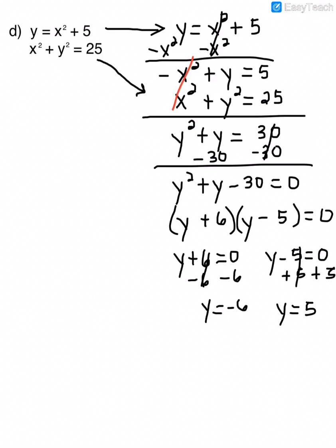I need to have my x's. Doesn't matter which one I plug it into. I'm just going to go with the top equation. Okay, so if I take y is equal to x squared plus 5 and I plug in negative 6 for y, that would be negative 6 is equal to x squared plus 5. Okay, so I'm going to subtract 5 from both sides. And that gives me negative 11 equals x squared.